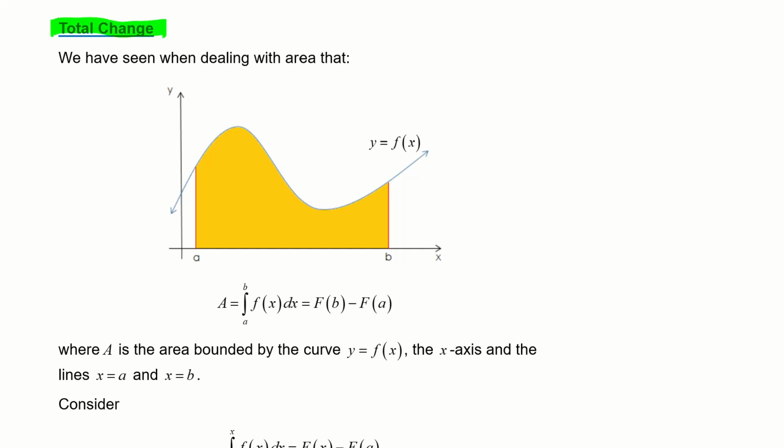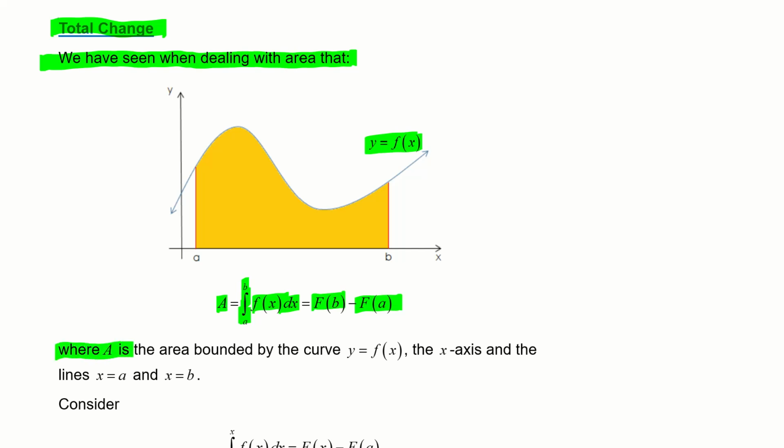Total change. We have seen when dealing with area that the area of the shaded part here would be the integral from a to b of f of x dx, where f of x defines the curve, and that's equal to F of b minus F of a, where capital F represents the antiderivative of small f. So A is the area bounded by the curve y equals f of x, as shown in the diagram, the x-axis, and the lines x equals a and x equals b.